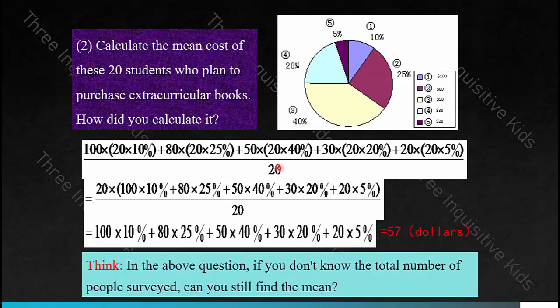So in the above question, if you did not know the total number of the people surveyed, would you still have found the mean? And actually, yes, you can, because what's interesting about the pie chart is that it shows you the ratios and the percentages and the fractions and the relationships between parts to wholes of this data set. So this is very important. If you don't know that exact number of how many people were surveyed, you still know their relationship, so you can still find the mean.